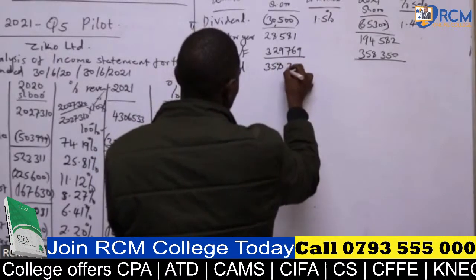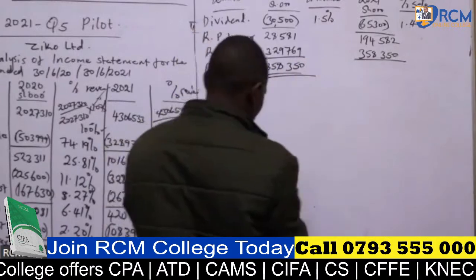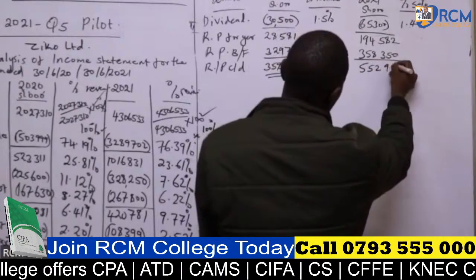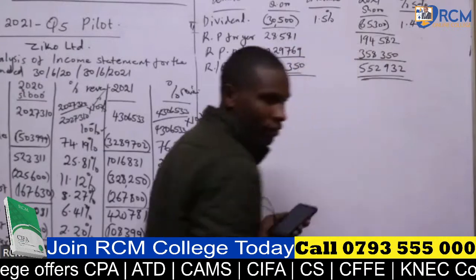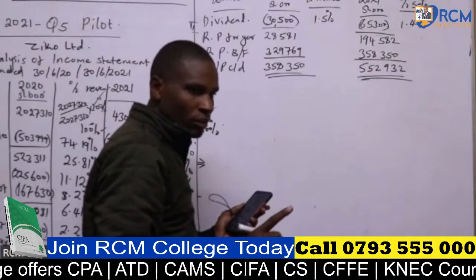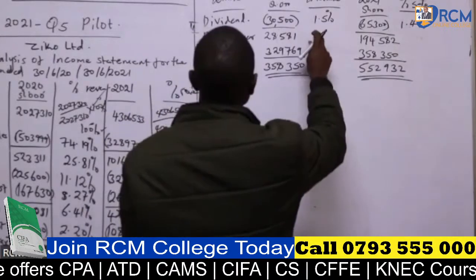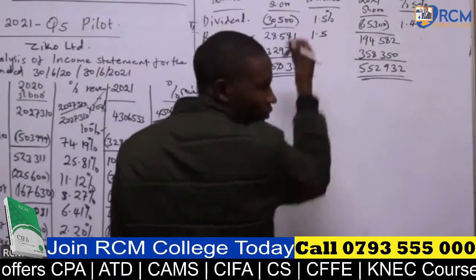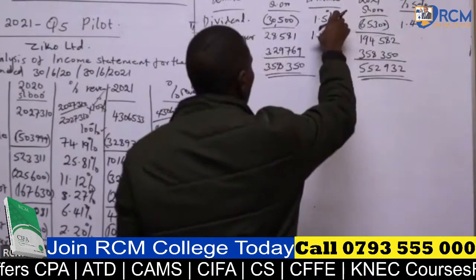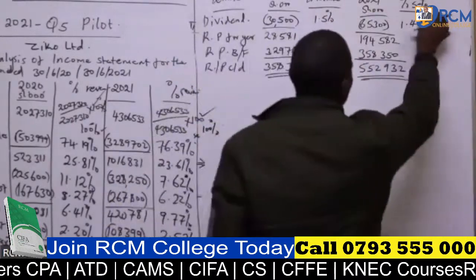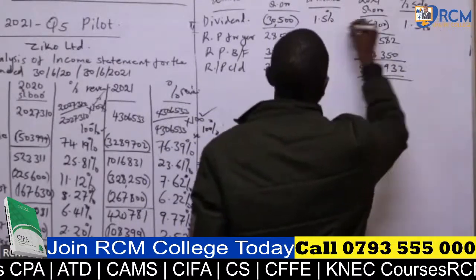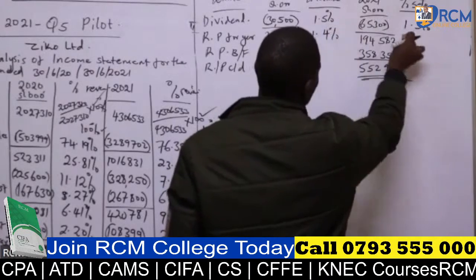350, done. And then 552,932. Oh, it's 1.5. So both are profits for the year. Retained profit for the year, or 1.5. Or 1.4, 1.4 is the retained. So our dividend is the same, 1.5 percent. So this is 1.4%. What about for this?